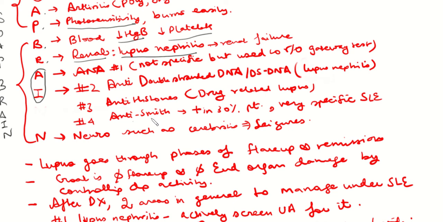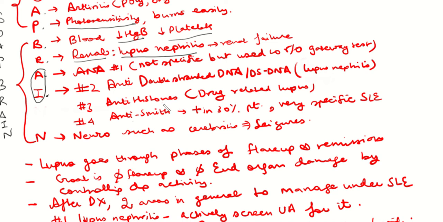Anti-Smith, which is the other immune test, remember A and then I, that's more specific for lupus. A lot of patients are negative for that one. So again, not very sensitive, but very specific for lupus.